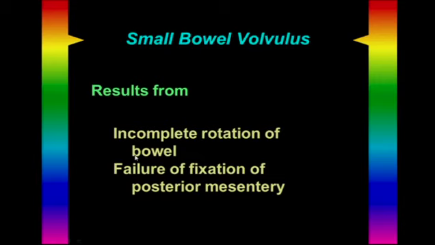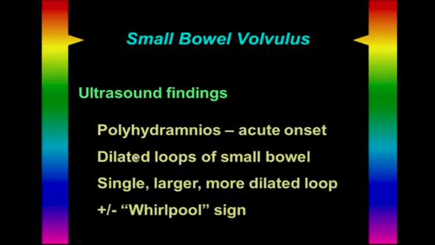Sometimes the bowel has inadequate fixation of the posterior mesentery so that it can spin around on itself. This leads to incomplete rotation of the bowel, and when it spins around completely on itself, we may have a small bowel volvulus, which can cause gastrointestinal obstruction, as well as necrosis of a loop of bowel.